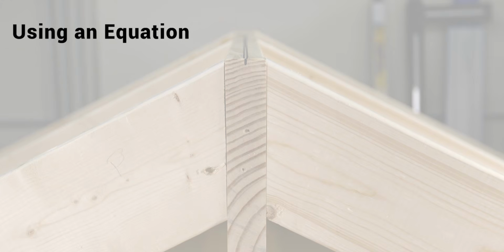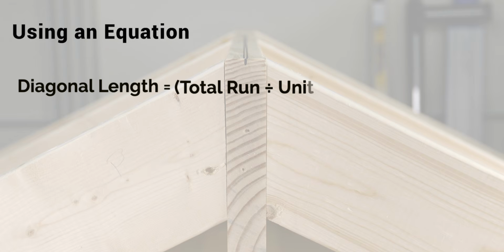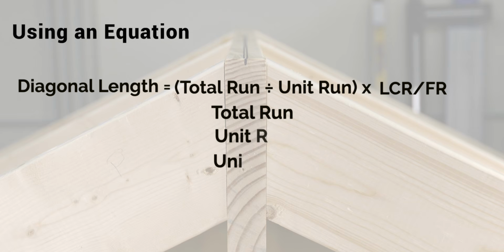This first method uses a simple calculation that you can use on any calculator, even the one on your phone. This equation calculates the diagonal measurement of the rafter. Diagonal length equals total run divided by unit run times length of common rafter per foot of run. To use this equation, you need four pieces of information: total run, unit run, unit rise, and length of common rafter per foot of run. And don't worry, it's easier than it sounds.